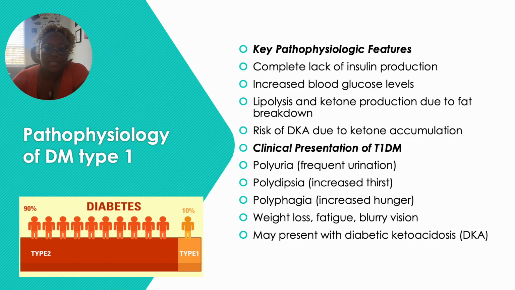The clinical presentation of type 1 diabetes is those polys: polyuria, or frequent urination, polyphagia, increased hunger, and weight loss, fatigue, blurry vision. This all may be present with diabetic ketoacidosis.